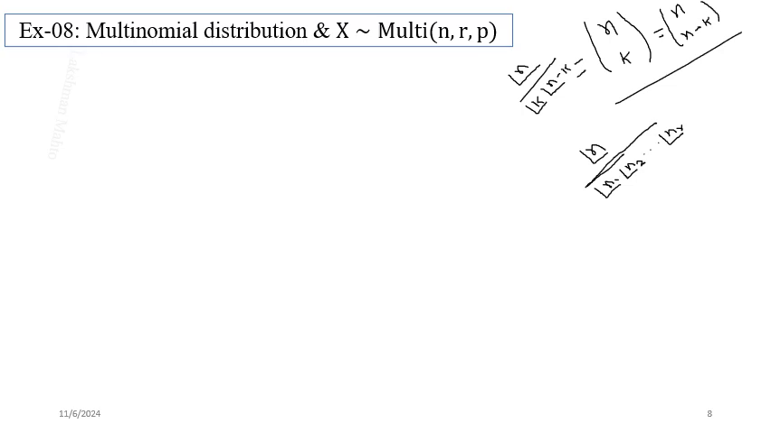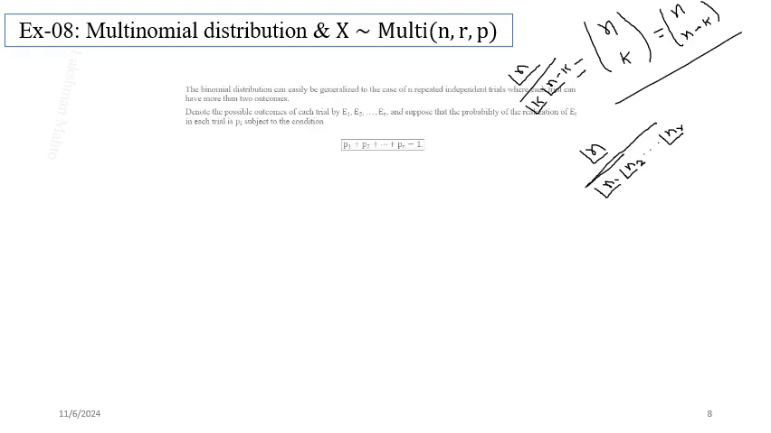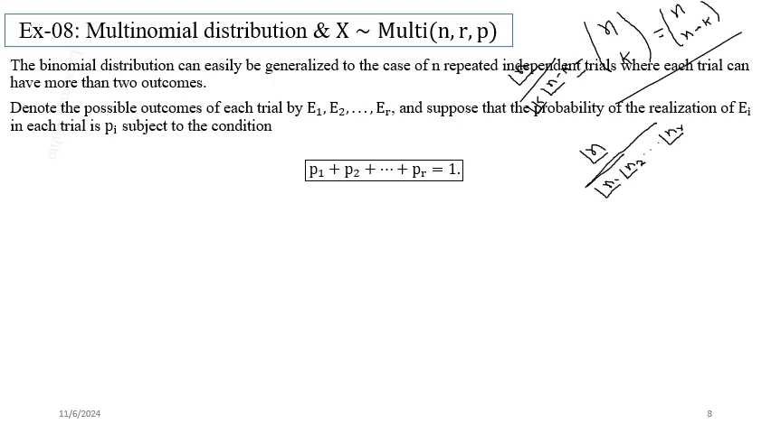Now, the binomial comes with respect to a Bernoulli trial. The multinomial distribution comes with respect to a multinomial trial. For a multinomial trial example, I have told you about throwing a dice and some different situations. So the binomial distribution can easily be generalized to the case of n repeated independent trials, where each trial can have more than two outcomes. We denote the possible outcomes in a single trial E1, E2, E3 up to Er. There are r possible outcomes in a single trial. And suppose that the probability of the realization of E1 is p1, E2 is p2.